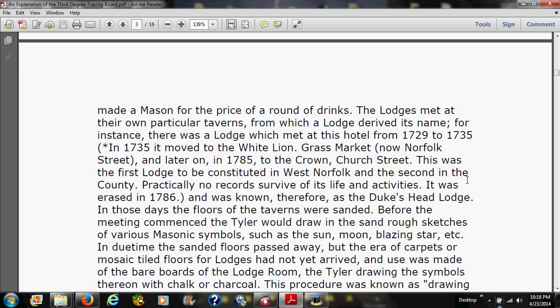This was the first lodge to be constituted in West Norfolk, and the second in the county. Practically no records survive of its life and activities. It was erased in 1786, and was known, therefore, as the Duke's Head Lodge. And in those days, the floors of the taverns were sanded. Before the meeting commenced, the tiler would draw in the sand rough sketches of various Masonic symbols, such as the sun, moon, blazing star, etc.